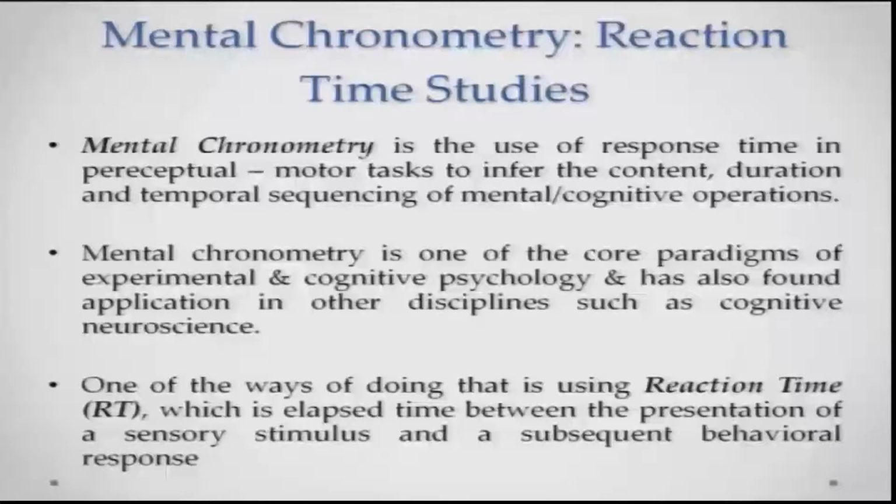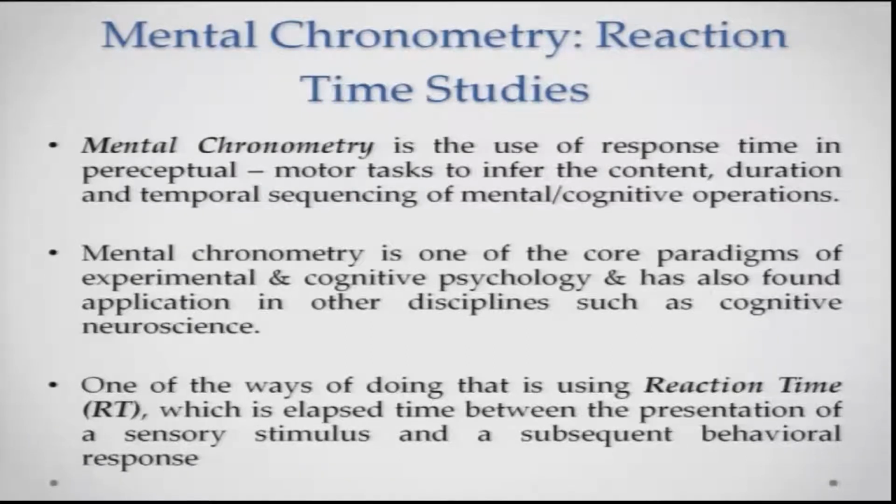Now, one of the foremost methods in cognitive psychology is mental chronometry. What is mental chronometry? Mental chronometry is the use of response time in perceptual motor tasks to infer the content, the duration, and the temporal sequencing of mental or cognitive operations. Now, what am I trying to say here? I am trying to say that we assume that a particular behavioral response has different mental operations in the background. Now, we really want to check how those mental operations are done.